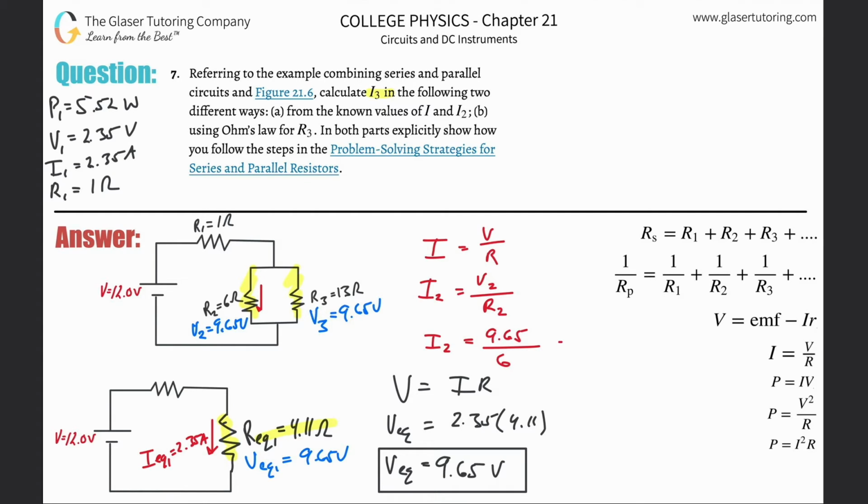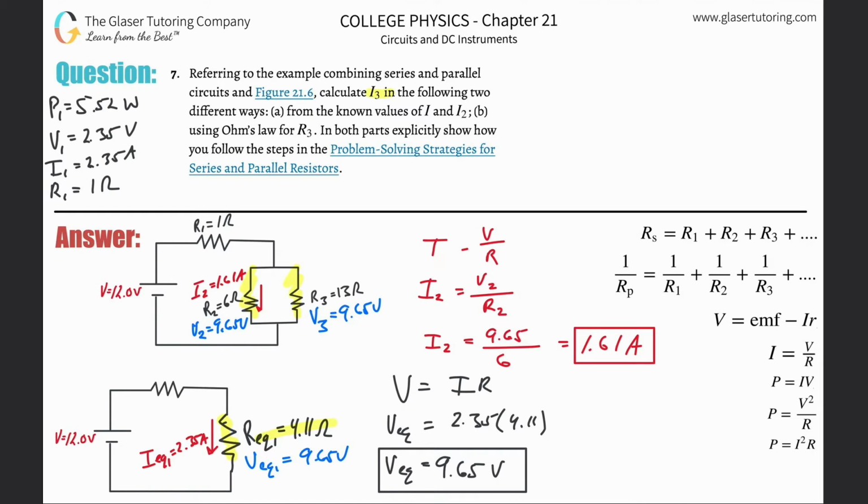So this is now going to be equal to 9.65, roughly. I'm using all exact values, just be wary. So I2 will be 1.61 or so amps. I'm rounding, okay? So I just found that I2 is equal to 1.61 amps.